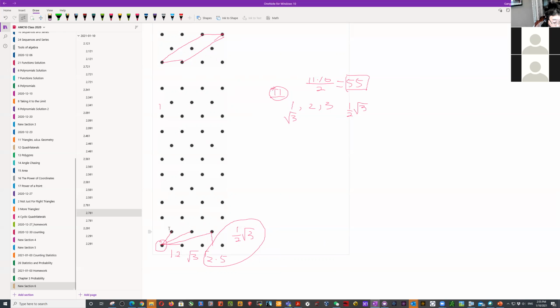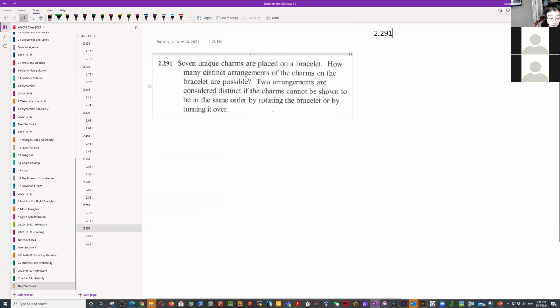So that's the way to do it, right. So let's do this problem. This problem is not a difficult one, just a very standard one. Seven unique charms are placed on a bracelet. A bracelet problem is a circle arrangement.